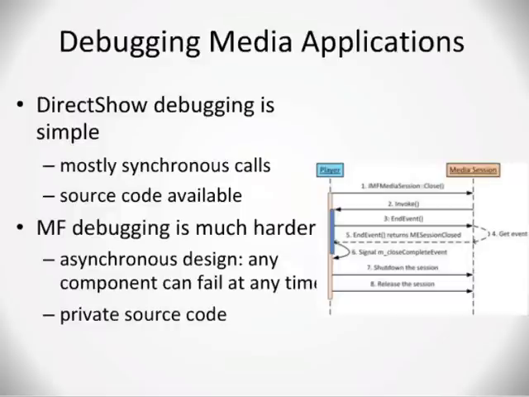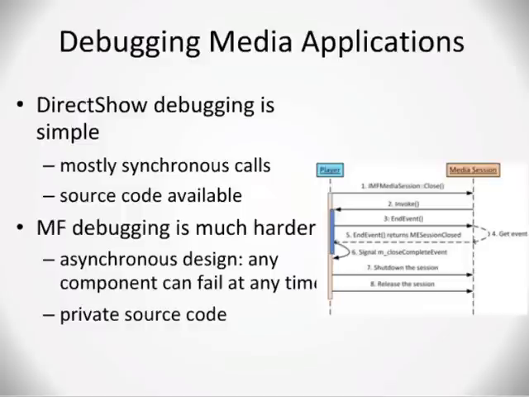Another thing that makes MF debugging much harder than DirectShow is that the MF source code is not available, and therefore you cannot really tell what exactly went wrong since you don't see the source code of the actual components. You cannot step through the media session code and see what went wrong and why it went wrong and how it went wrong. So for those cases, you unfortunately once again need to use tools that I mention on the next slide.